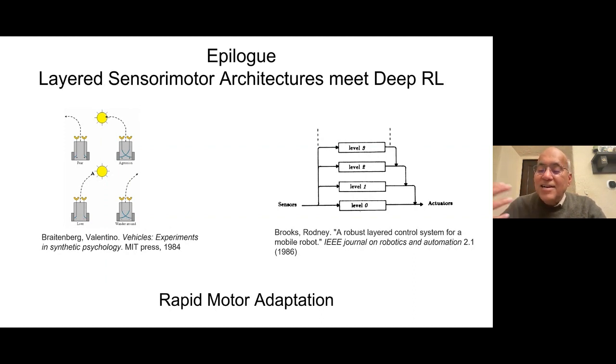Evolution is like a hacker. It adds stuff. It's very kludgy. It is not like one elegant design. And this robot has been designed in that way. I showed you different versions of it.